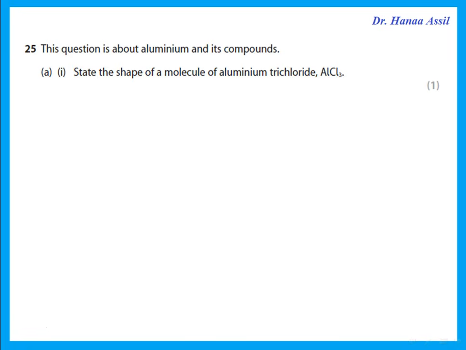This question is about aluminium and its compounds. State the shape of a molecule of aluminium trichloride. What would be the shape of AlCl3? Of course, Al is the central atom, no lone pairs on the central atom. We have 3 bonding pairs of electrons, so this is the shape which is trigonal planar.